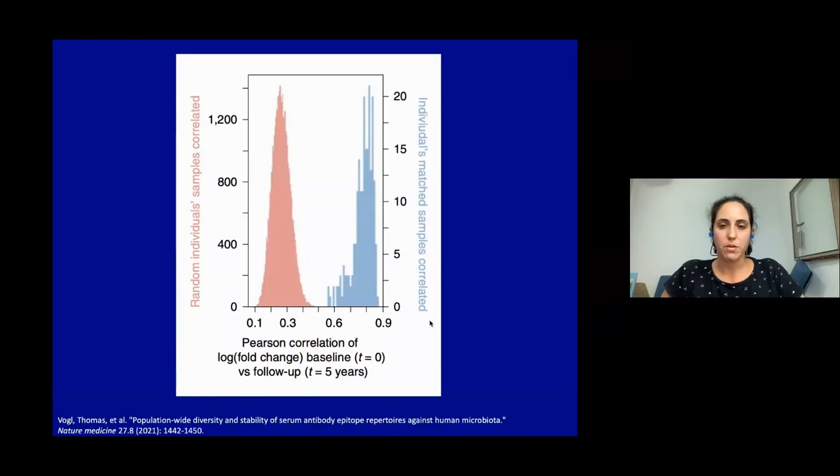We've noticed that people are more similar to themselves than to other individuals. We've looked at all the individuals through a timeline of 5 years. On the blue side, you can see the comparison between a person and themselves 5 years later, and you can see that the correlation is pretty high. On the red bar, you can see the correlation between an individual and another random individual within that sample. You can see that they're further apart. So we realize that there is a unique signature for each individual's antibody responses that hopefully tells a story about what they've been exposed to over the years.